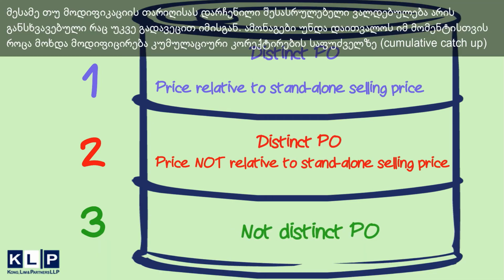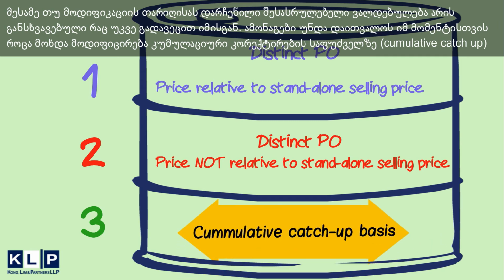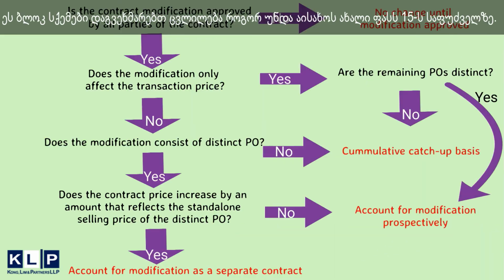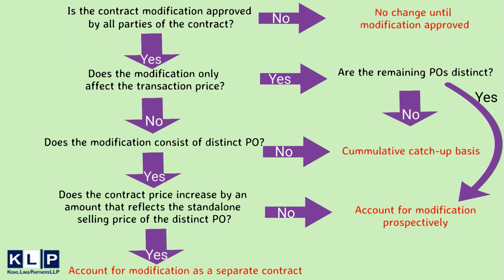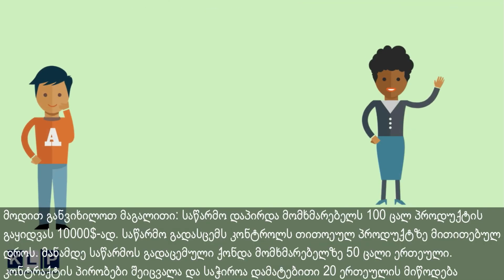Thirdly, if at the modification date the remaining performance obligations are not distinct from those already transferred, the revenue has to be adjusted at the date of the modification on a cumulative catch-up basis. This flowchart can help you identify how an amended contract should be treated in relation to the new IFRS 15 standard. Let us look at an example.